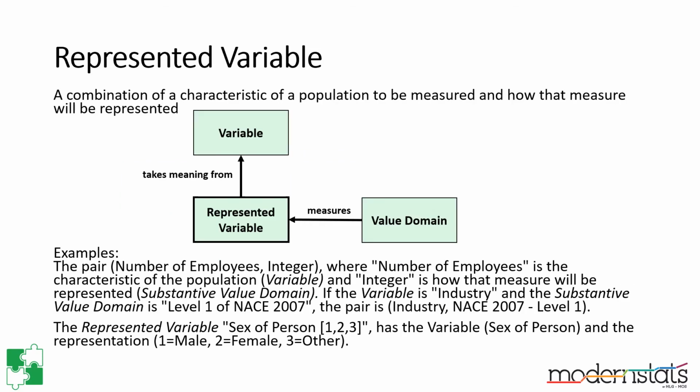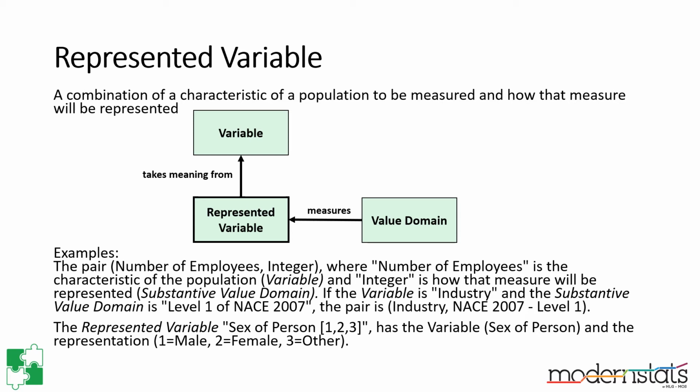A represented variable is a combination of a characteristic of a population to be measured and how that measure will be represented. It's a combination of a variable and a value domain, and that will create a represented variable. There are some examples in the GSIM. The pair number of employees, integer, where the number of employees is the characteristic of a population, that's the variable, and the integer is how that measure will be represented.